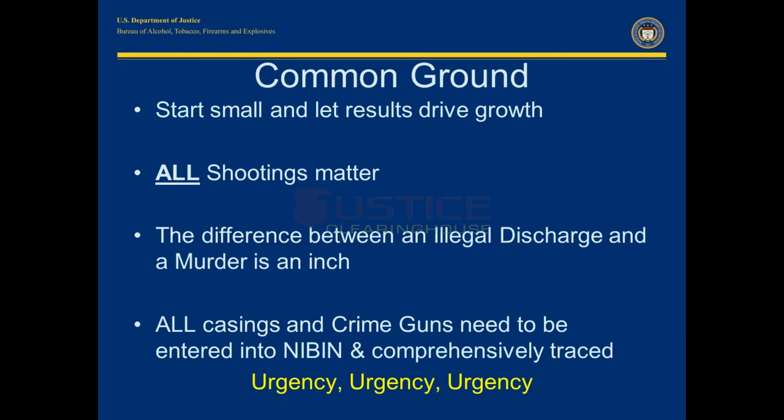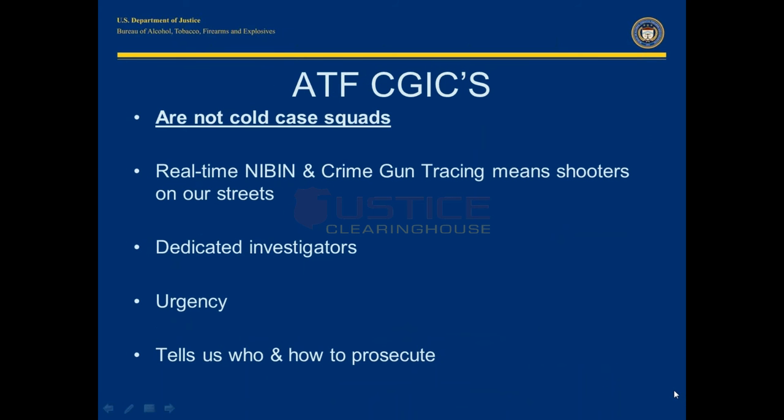There are a lot of questions about what really is a crime gun intelligence center. I will tell you, ATF crime gun intelligence centers, not only the ATF but our partners, are not cold case squads. Absolutely not. Make no mistake about this. This is a preventative strategy meant to disrupt serial shooters that are on your streets terrorizing your neighborhoods right now, with comprehensive collection, entry in the NIBIN, and the timely turnaround by the crime labs back to the investigators, because your shooters are on the streets. There is nothing cold case about ATF CGIC.